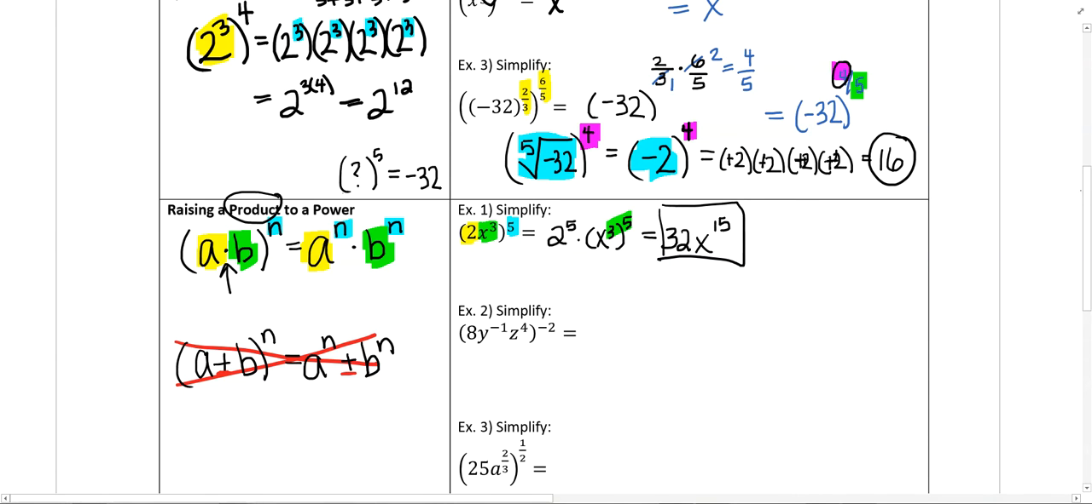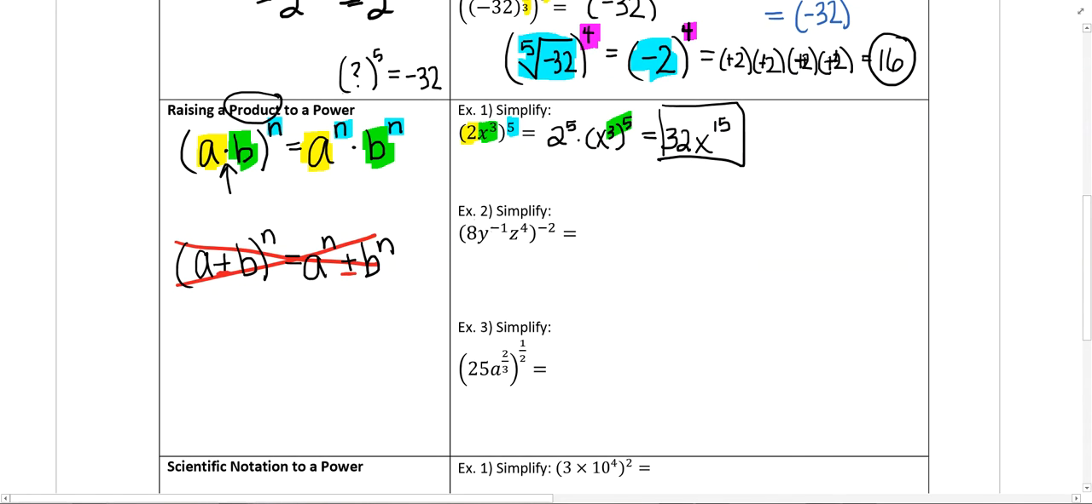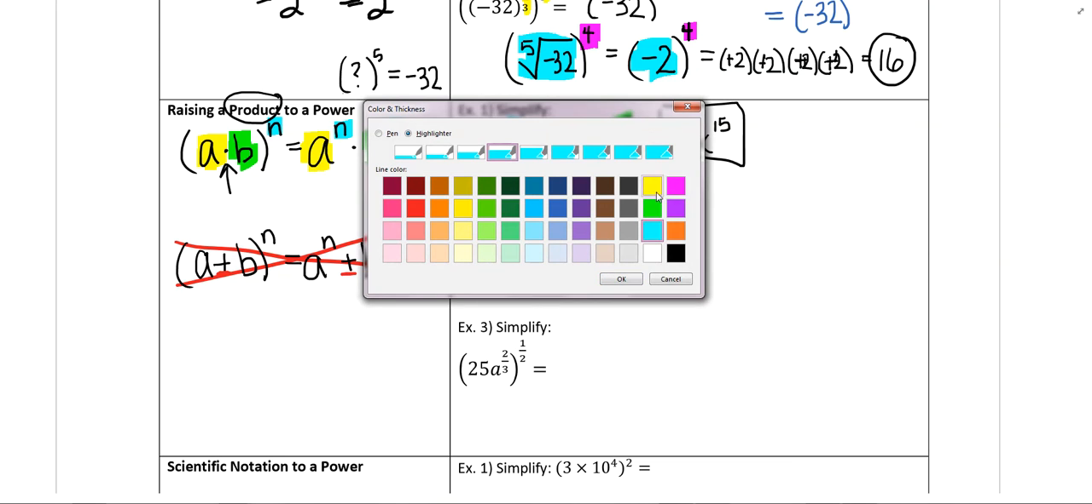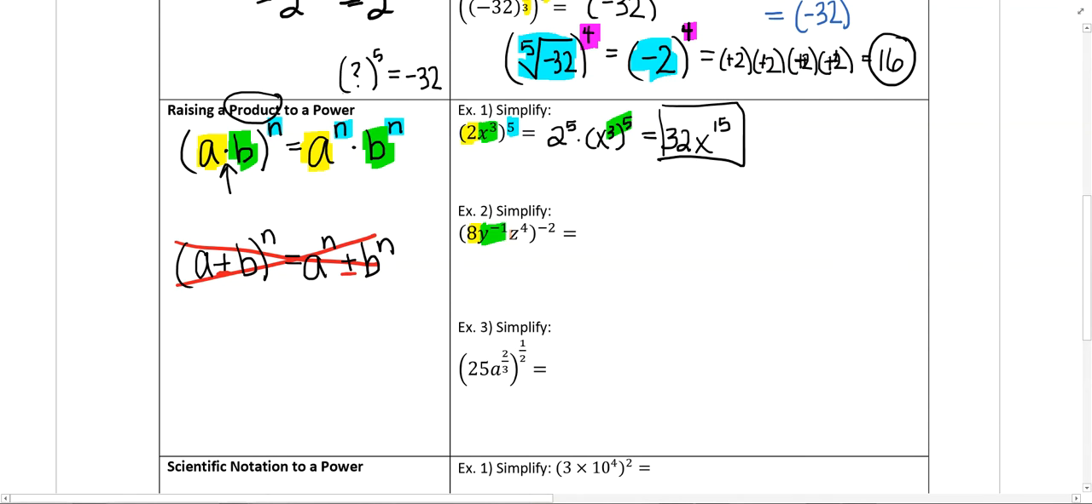Okay, let's give number 2 a try. We've got more things going on here. We have an 8. We have a y to the -1. And let's get a different color. How about orange? And a z to the 4th. All being taken to the -2 power.